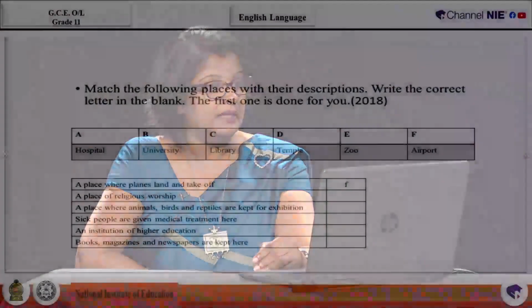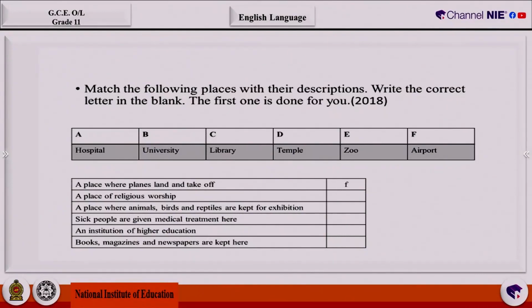So, the first one has been done. A place where planes land and take off. Maybe sometimes, dear children, you will not understand the meaning of land and take off, but still you know the word plane. So, when you understand the word plane, it is very clearly suggested that planes can be related to the airport. So, answering this question is very easy. Let's go to the second one.